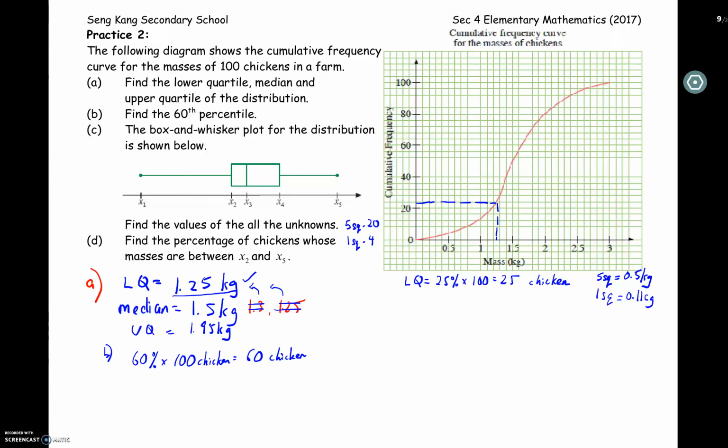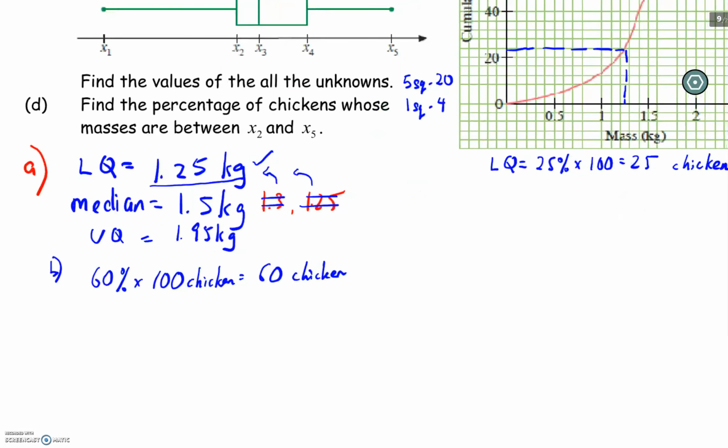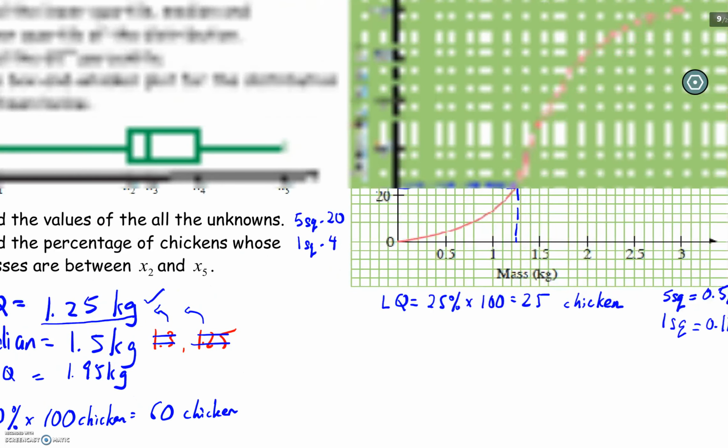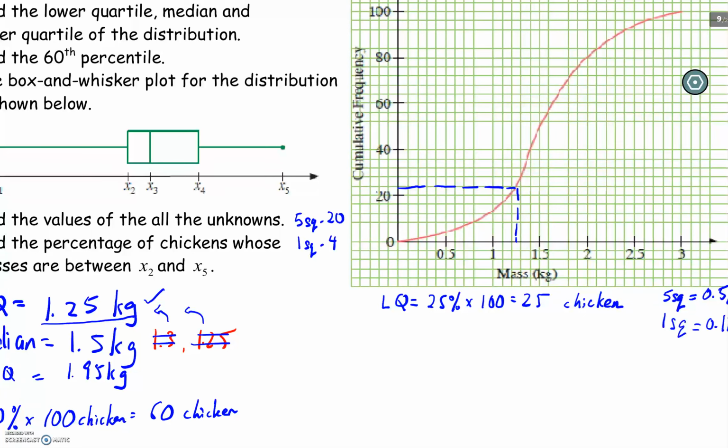So usually you will see two graphs. You will see a box plot. You will see a box and whisker. You will see a cumulative. Understand? Now, so let us go on to the answer. So what must I do? I must go to 60, right? I must go to 60 and I draw a line. And then what's the answer?